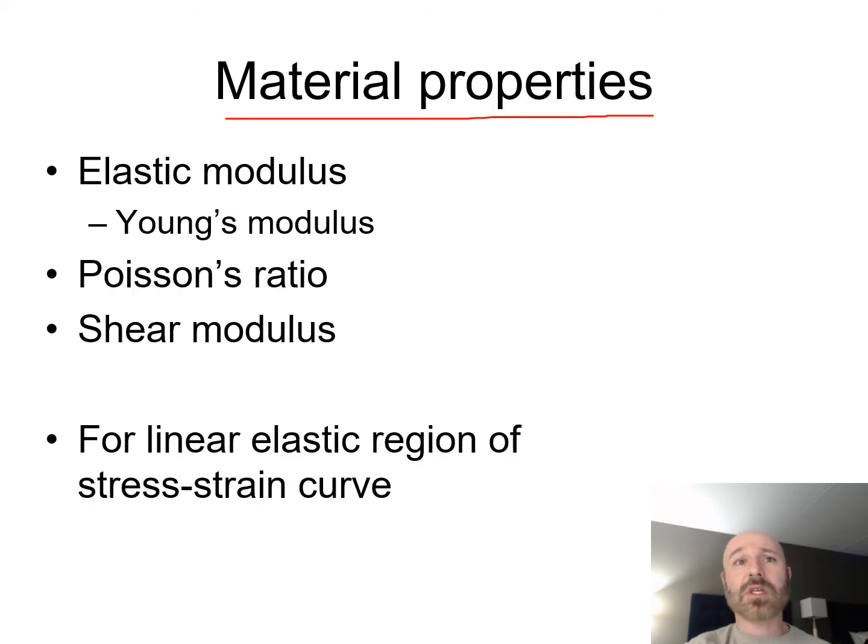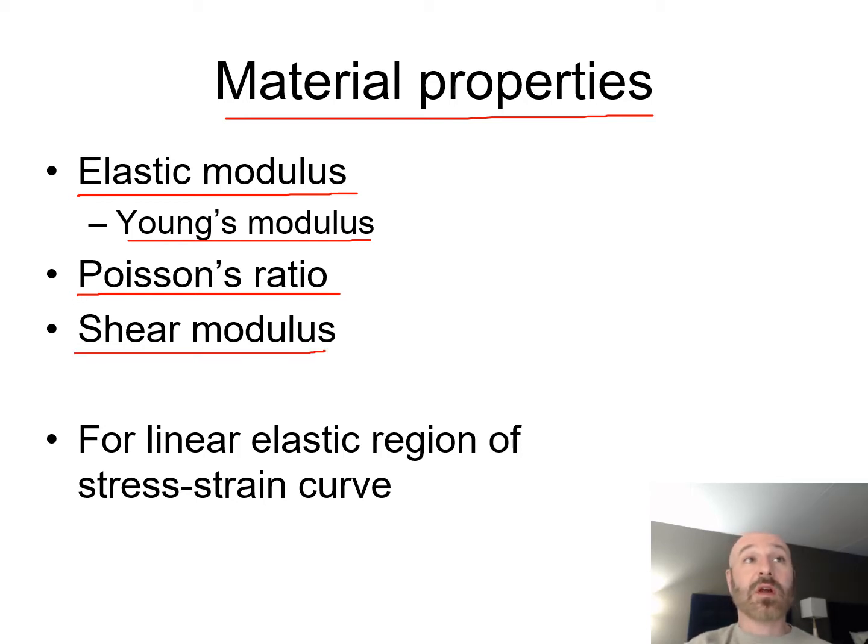One of the values that they give us right at the beginning here is our elastic modulus, or our Young's modulus. Another piece of information for material properties we often see in these charts is Poisson's ratio and our shear modulus as well. Now we can also see down here that these are all for the linear elastic region of our stress strain curve right here. They're all related back to that linear elastic region.